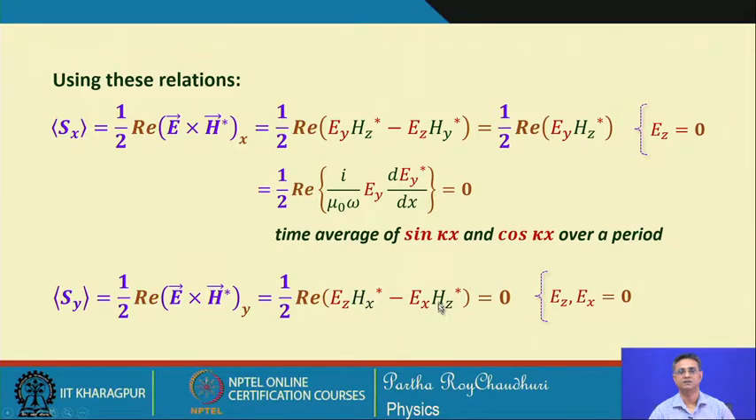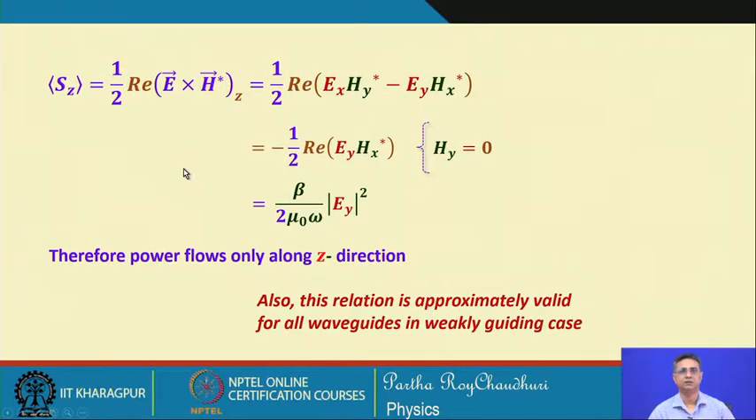So, E z and E x both are appearing here. So, that is why this quantity equal to 0. It tells you that there is no power flow along the y direction as well. Now, let us check the power flow in the z direction, and for that we calculate the time average of the z component of the Poynting vector.